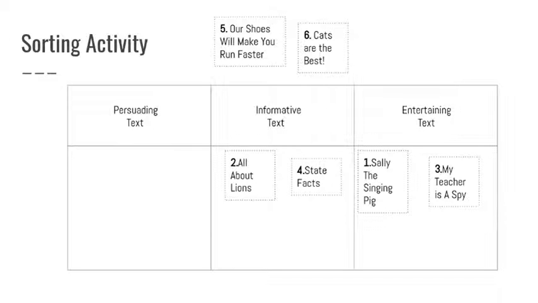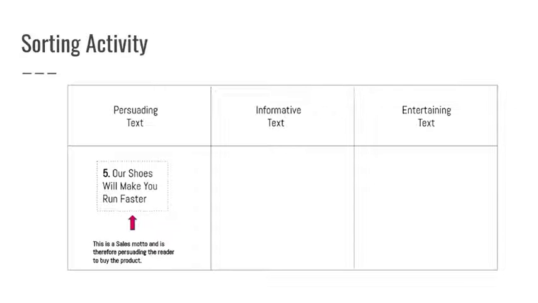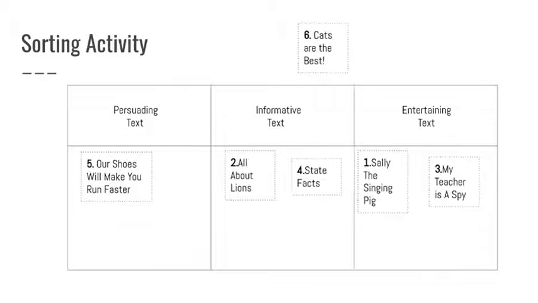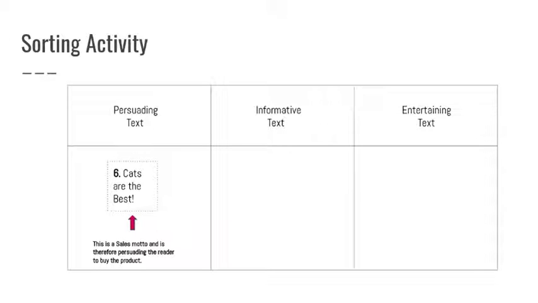Our shoes will make you run faster. Pause the video. This is a sales motto and it's therefore persuading the reader to buy the product. So therefore it's persuading text. One more to go. Cats are the best. So this isn't really a sales motto, but it is still persuading text because it's giving an opinion about what the reader thinks about it.